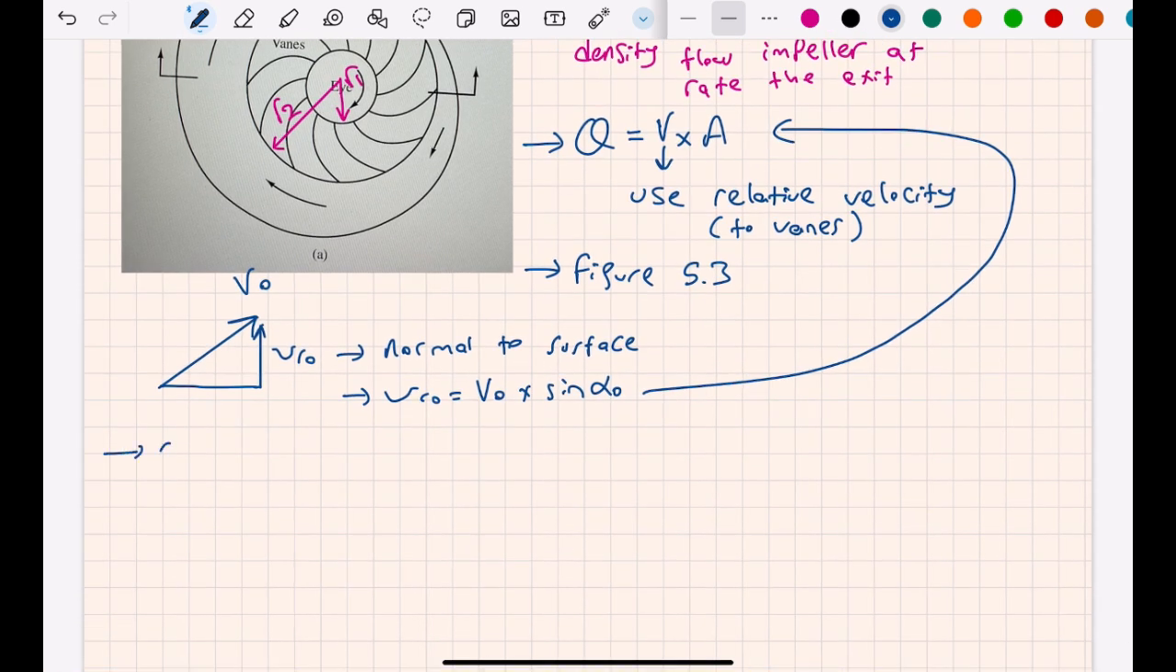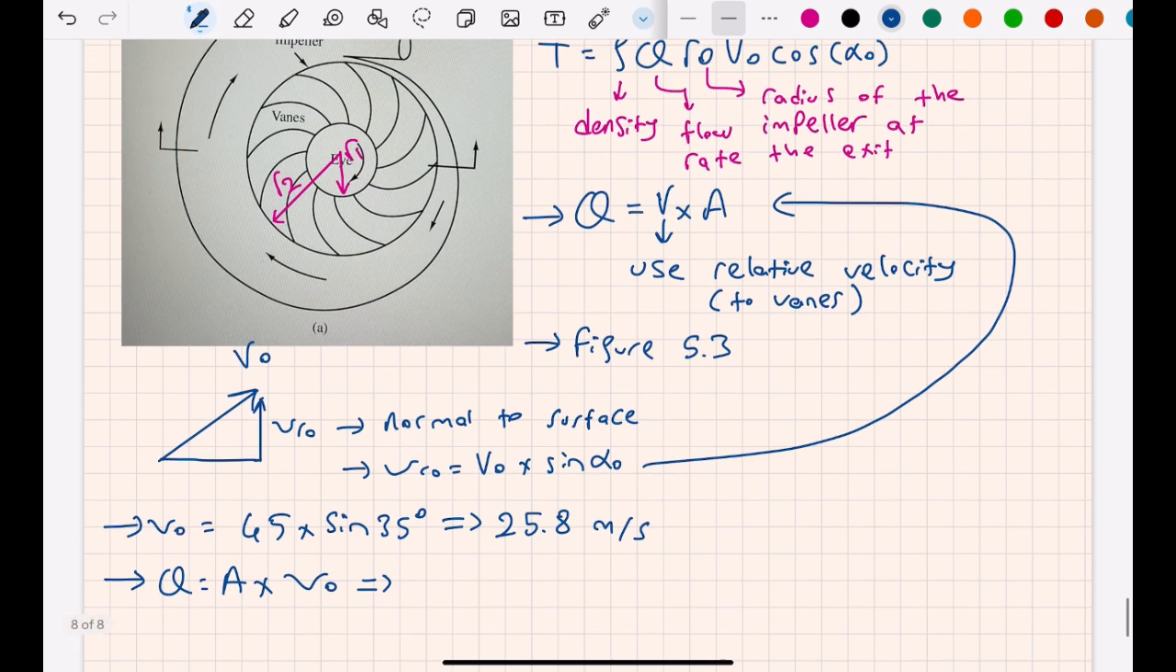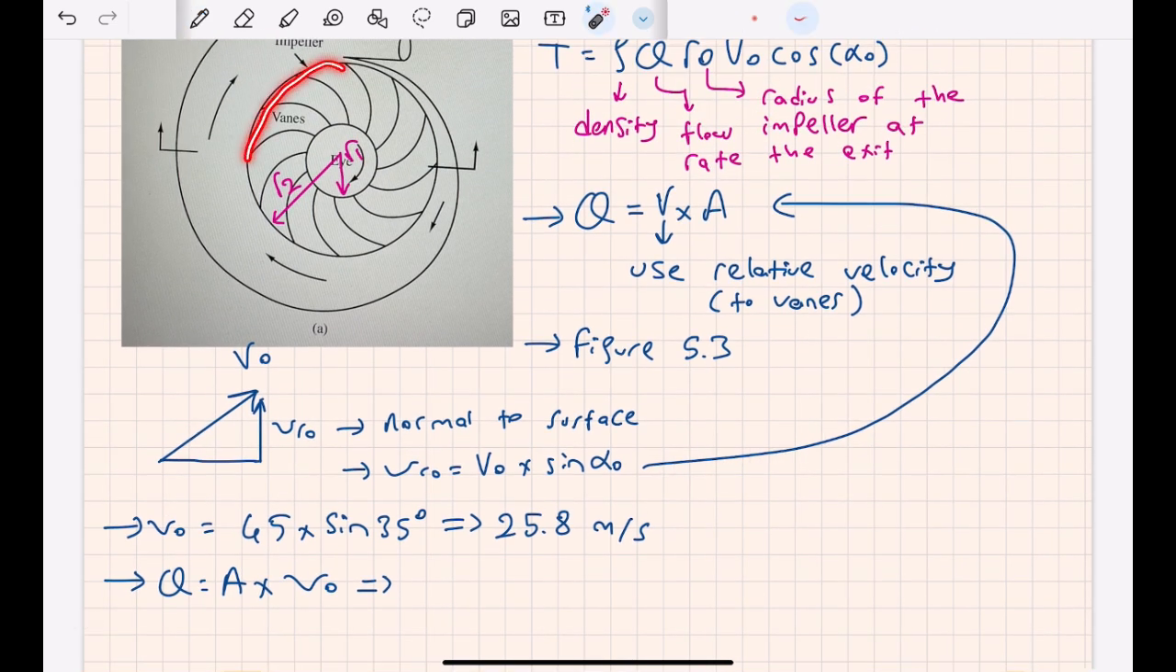So from here, it is equal to 45 times sine 35 degrees. This is going to give 25.8 meters per second. Sorry, this is relative velocity. And to find the Q, we need the area times the relative velocity. And when we say area, it will be again the area of these vanes.